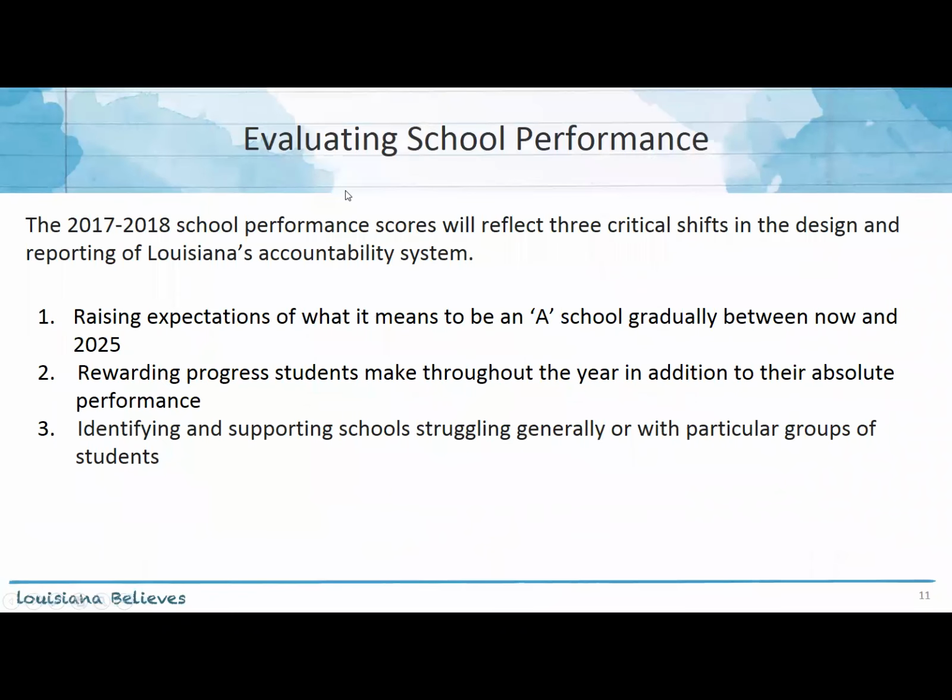The 2017-2018 results reflected the three key shifts in our expectations for schools. One, raising expectations of what it means to be an A school gradually between now and 2025. Two, rewarding progress students make throughout the year in addition to their absolute performance. And third, identifying and supporting schools struggling generally or with a particular group of students.